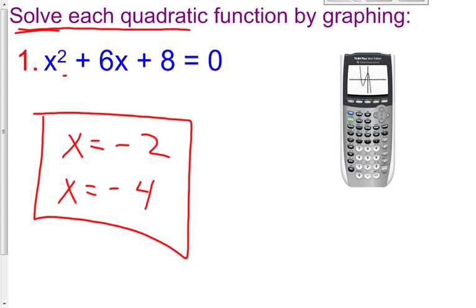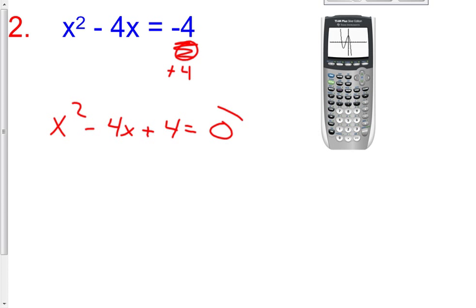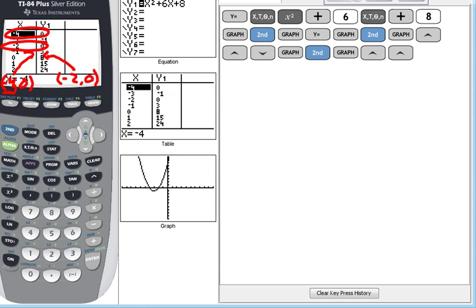That's all you need to do for these ones. It's pretty straightforward. They get slightly more difficult as the quadratic equation changes slightly, such as on this one. We want to get a 0 on this side, so let us add 4. x squared minus 4x plus 4 equals 0. This is what you're going to put into your graphing calculator. So open that up again.